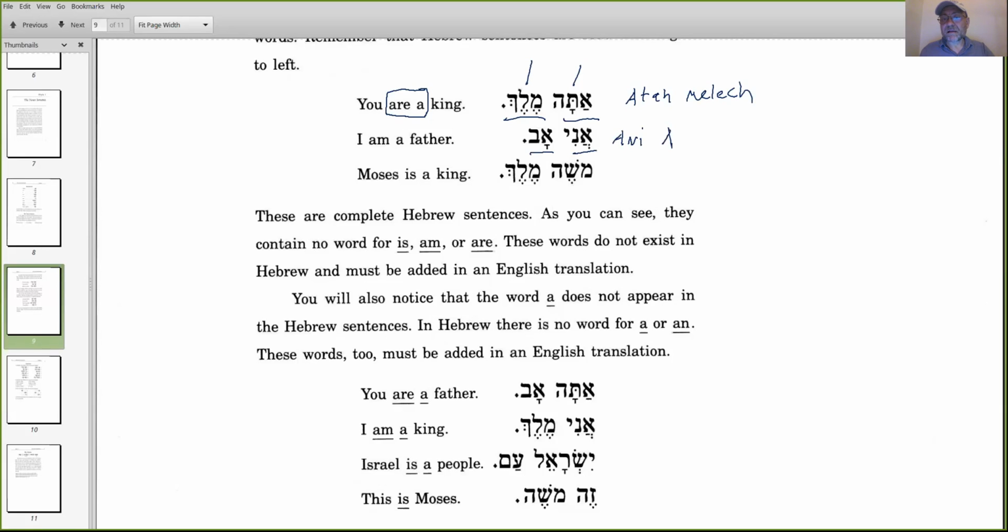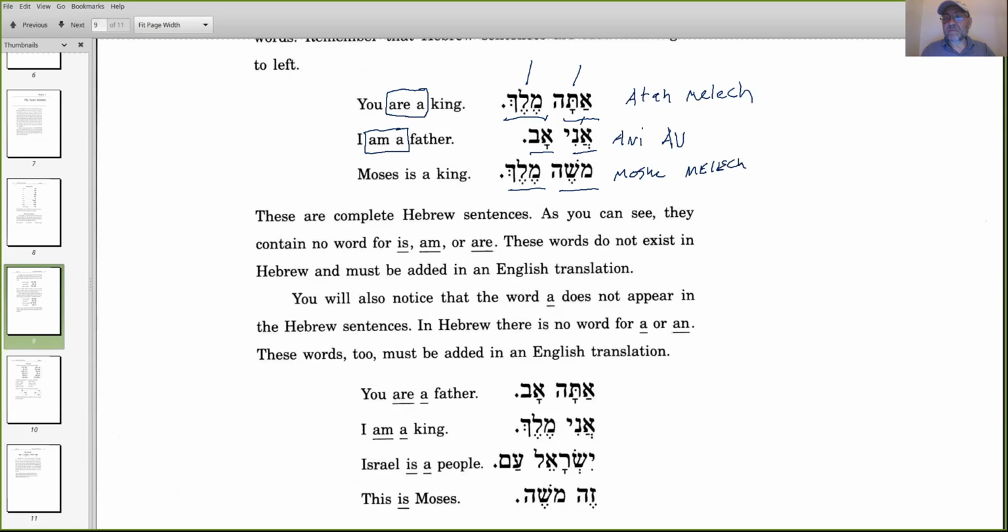Ani Av. Okay, I, father. Or we would add these in there to translate it into proper English. I am a father. Finally, we have Moshe Melech.